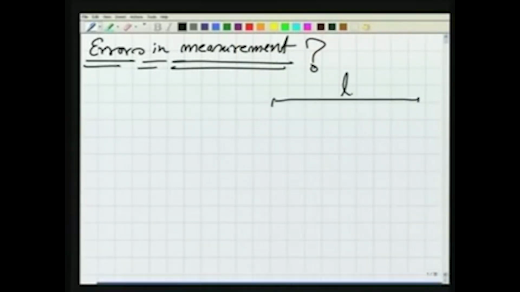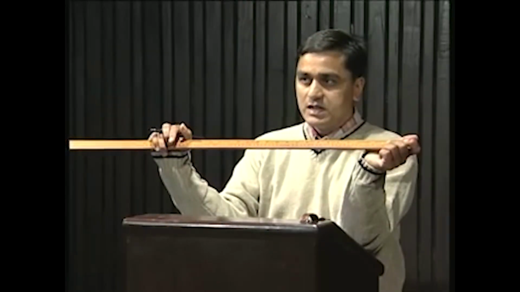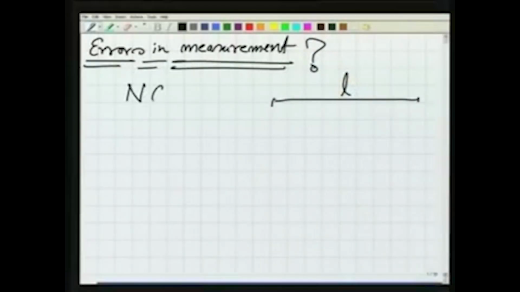what do we measure? Are we measuring the actual value, the true value of the length? Now what is true value? True value is the value which is actually there. Are we able to really measure it with this scale? Now the answer of that is no. We cannot measure true value.